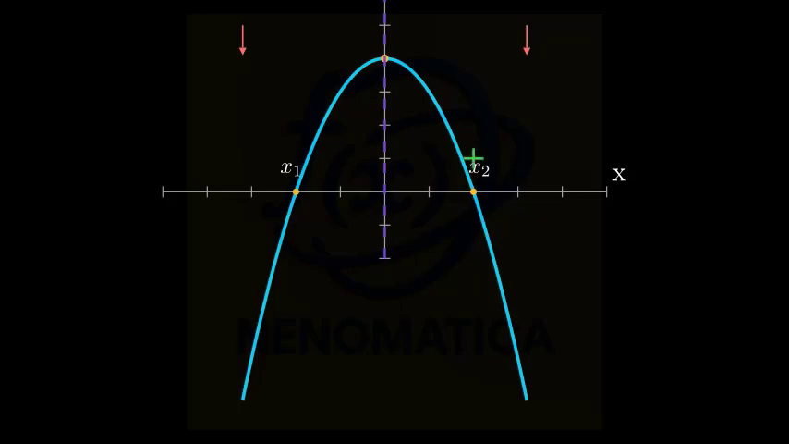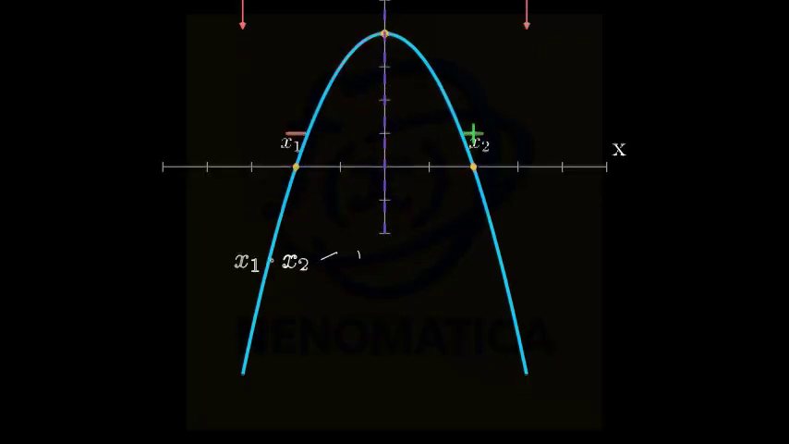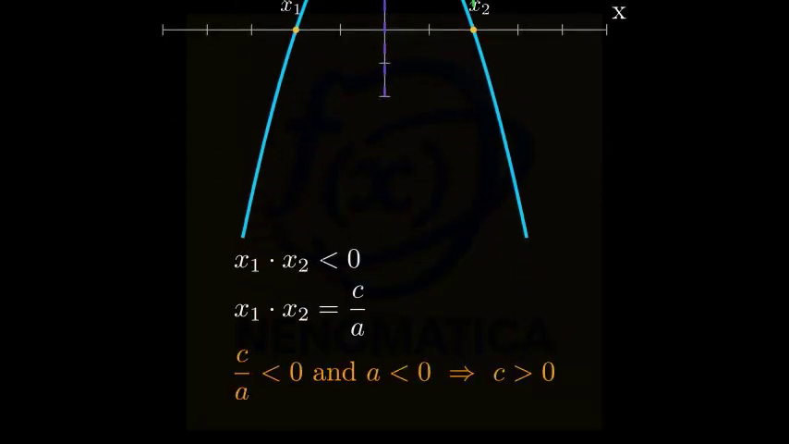We mark a plus sign near the positive root and a minus sign near the negative root to emphasize the product is negative. Then we show the product equation and the conclusion C greater than 0.